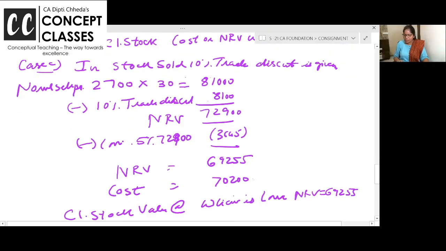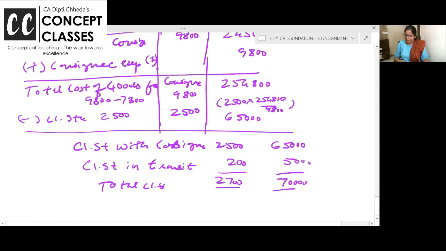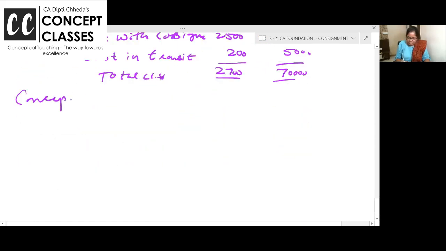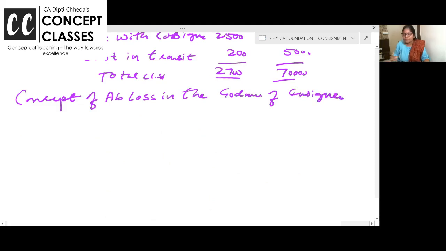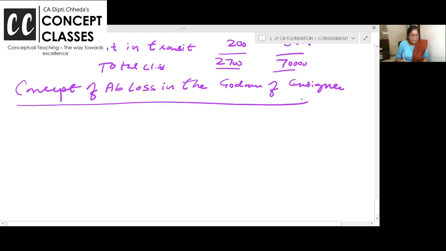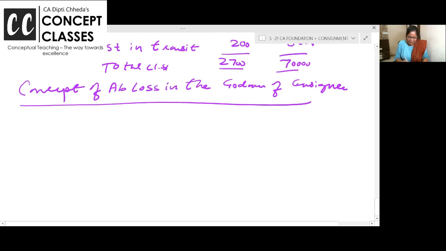Fifth problem, let us do. I am not explaining abnormal loss in transit. That I have already done in the previous problem. I am explaining the concept of abnormal loss in the go down of the consignee. Then the consignee's expenses will also be added, one time expense. So for this we are doing problem number 5.